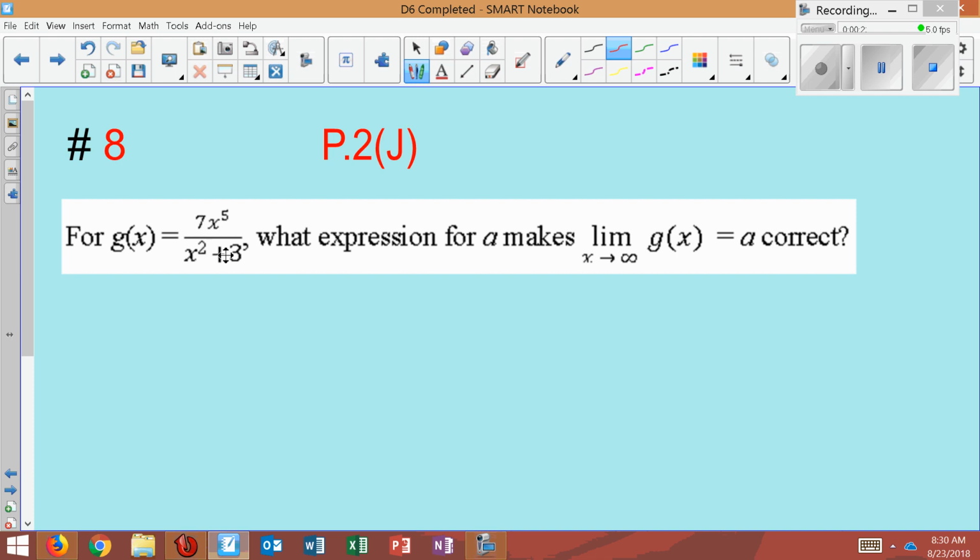This is like infinity squared plus 3. Infinity squared is already going to be a large enough number that adding 3 doesn't do much. So basically, what would happen if you took 7x to the fifth and divided by x squared? You'd be left with something like 7x cubed.